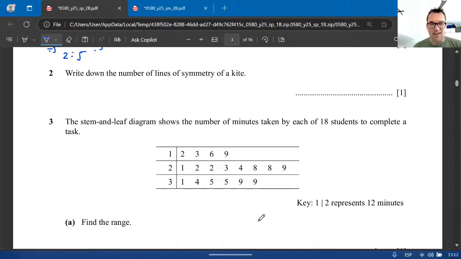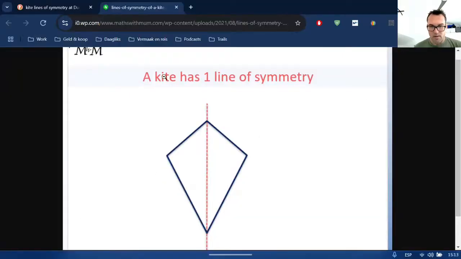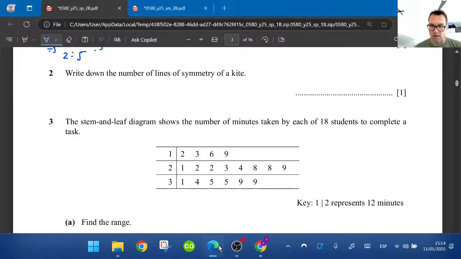Then a kite. There's the kite. Remember, a kite has adjacent pairs of equal sides. Okay, you can't do a horizontal line. Line of symmetry means both sides the same but a mirror image, so you can clearly see it's only got one line of symmetry. So again here the answer is just 1 for 1 mark.